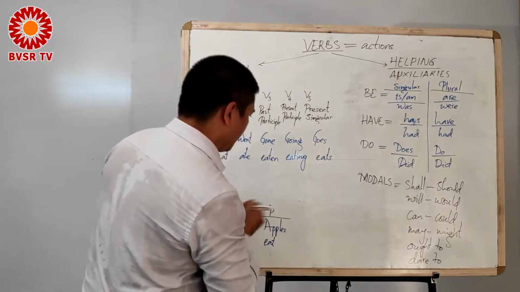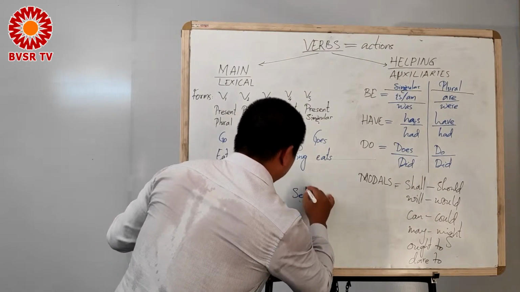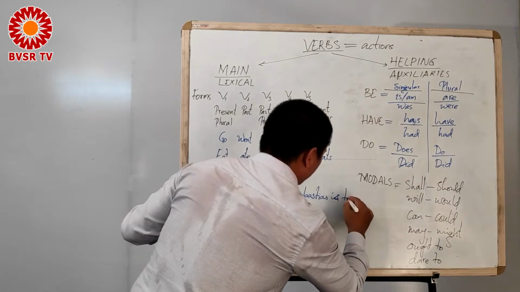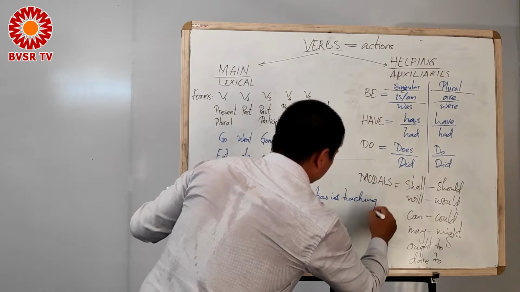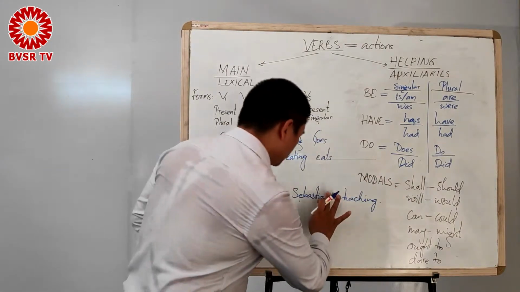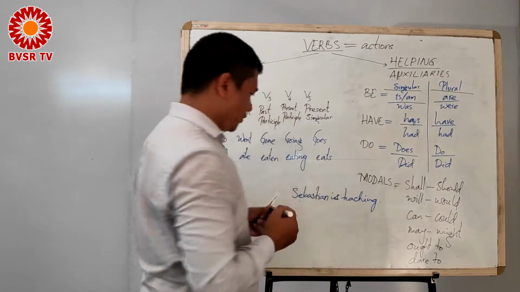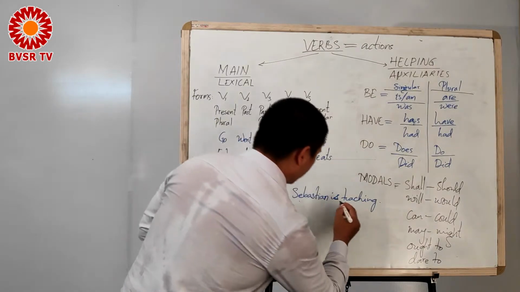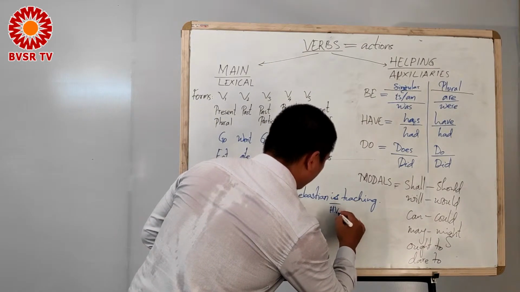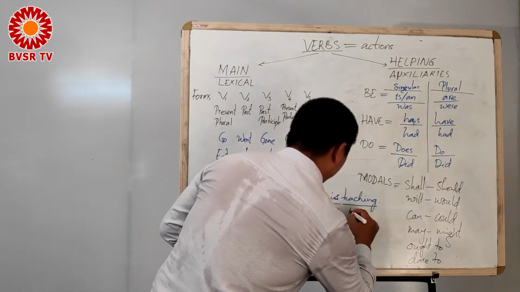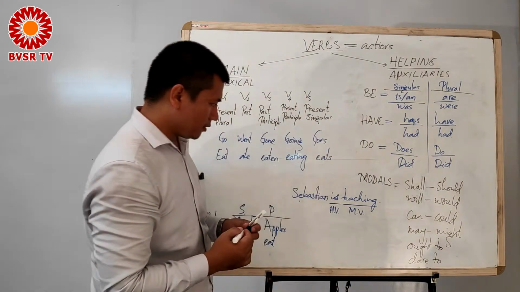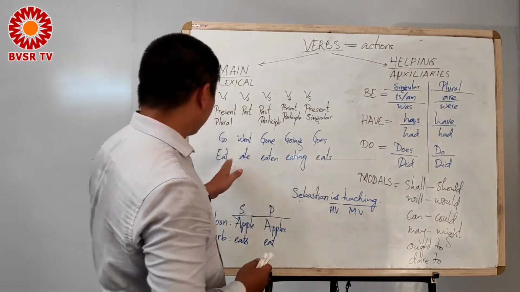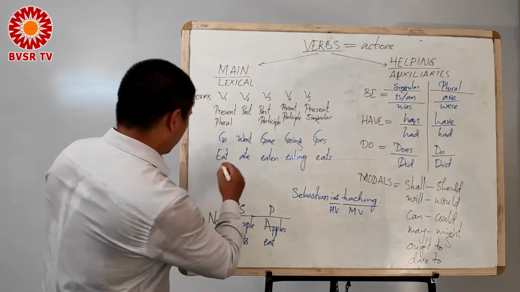For example, if I say Sebastian is teaching: Sebastian is the subject, is is the helping verb, HV, and teaching is the main verb, MV, in short. So right now, is is the helping verb and teaching is the main verb. I have not written teaching here, so if you want, let me write it down.